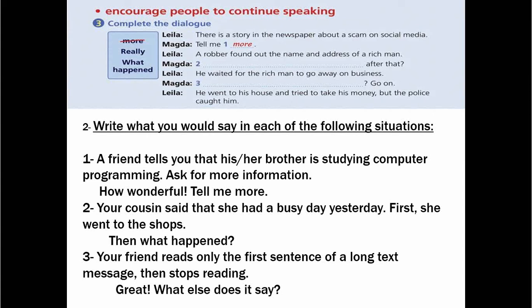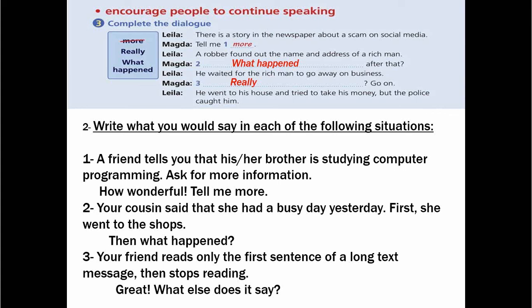Let's try to answer it. We have the words really and what happened. In number 2, the answer is what happened after that. Number 3, the answer is really? Go on.